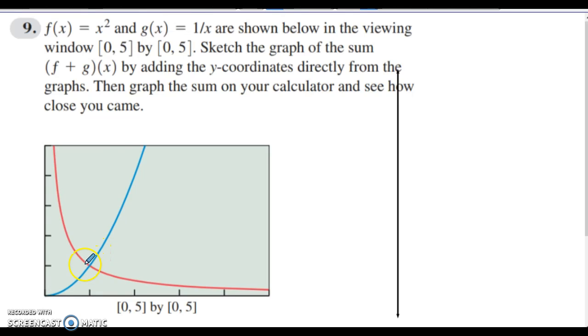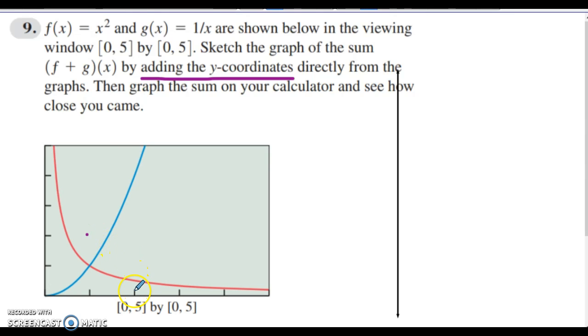And I'm going to start right here, because I can see where they meet that they're at 1. And it says right here, by adding the y coordinates. Great. Okay, the y coordinates of this are both 1. So 1 plus 1 means my new coordinate is right here. Alright, now I'm going to move over.